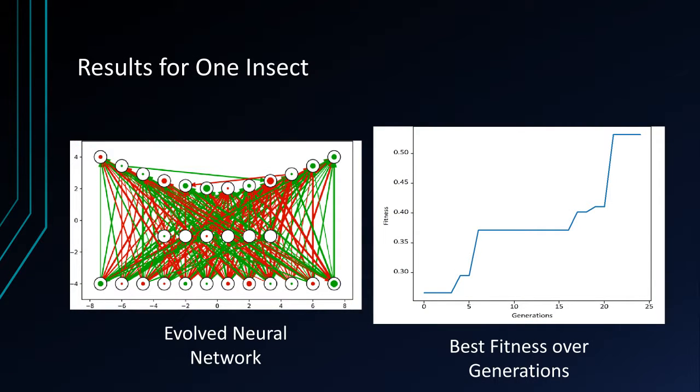To start things off, I started with one insect. To the left, you can see an evolved neural network of that insect. There are 12 inputs and 12 outputs. 6 of the inputs are touch sensors on the robot. The next 3 are the coordinates of that robot. And the last 3 are the coordinates of the box. The 12 outputs are the joints of the robot. The extra connections and neurons are what resulted after the neural network evolved. To the right, you can see a graph of the best fitness over the generations.